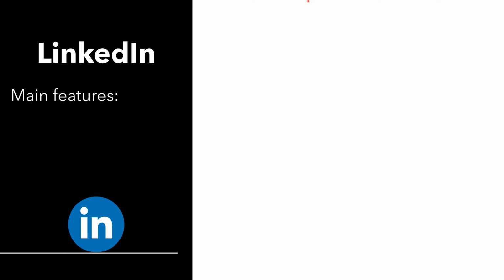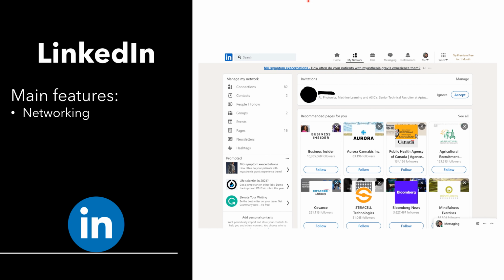The main features of LinkedIn include, arguably foremost, networking. From the My Network tab in the top navigation, you can view your connections, contacts from email or other sources, people you follow, groups, events, pages, newsletters, hashtags, and other features.